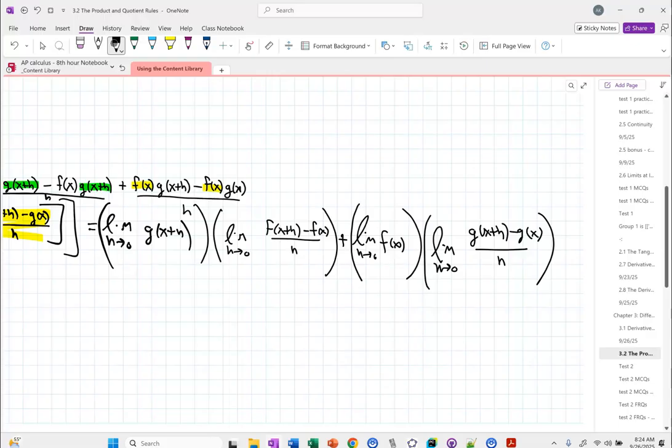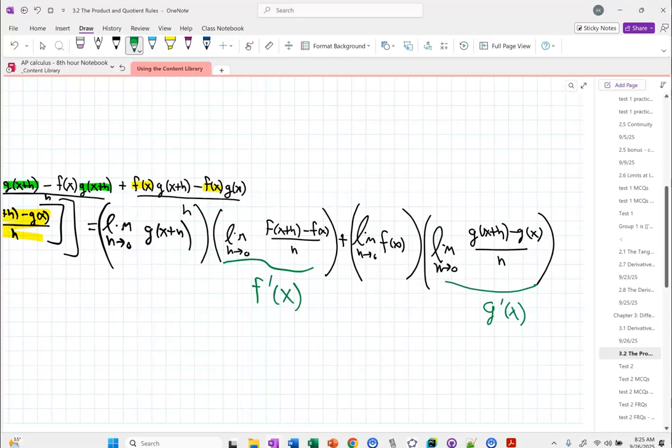Everybody okay with what I did there? That is our definition for the derivative of f. That is our definition for the derivative of g.